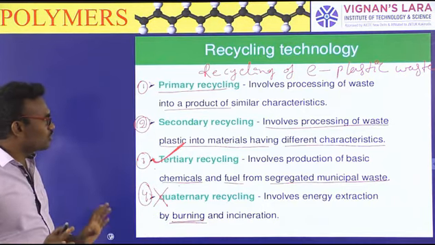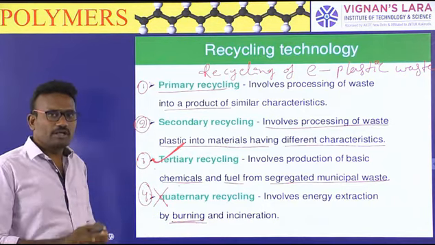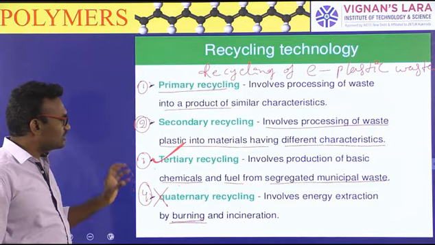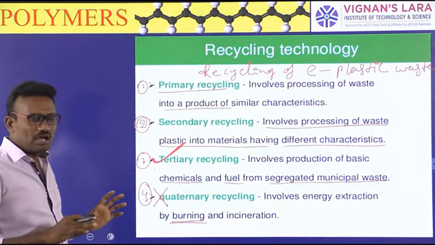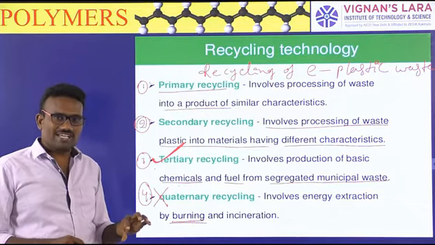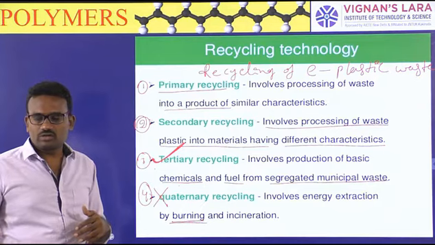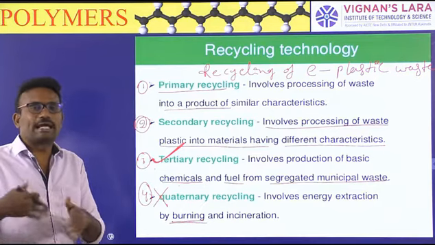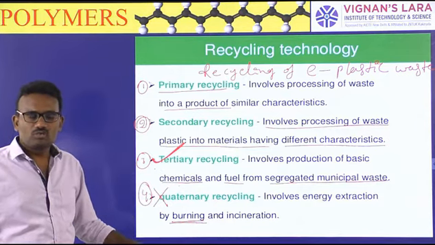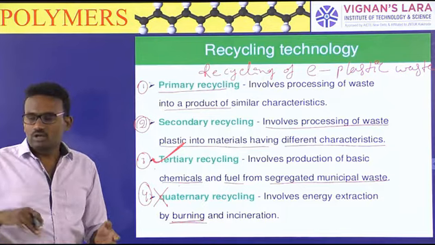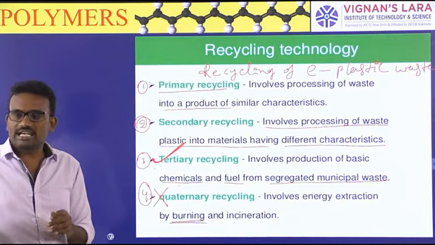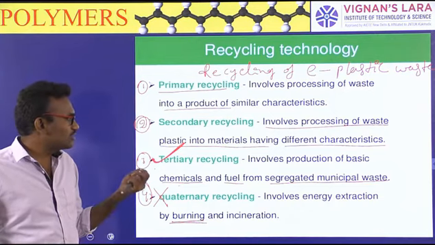So nowadays only three types of process are used. The main process is tertiary recycling. About 90% of countries or industries follow tertiary recycling because e-plastic waste is modified to design new plastic items by adding different types of chemicals and fuels. Based on the designed articles, we add the chemicals and the fuels.